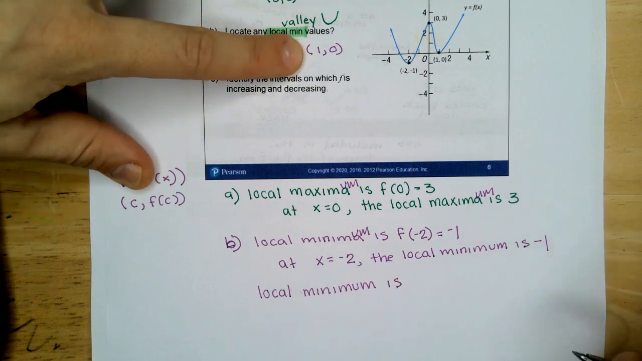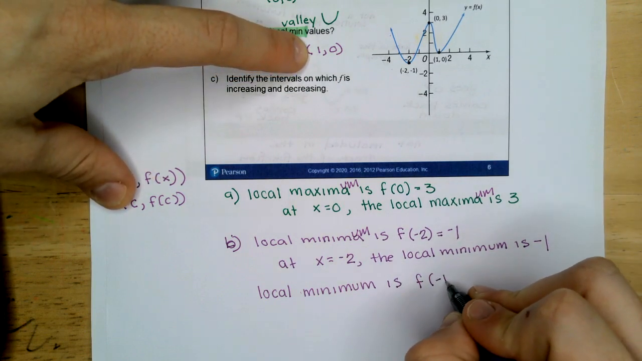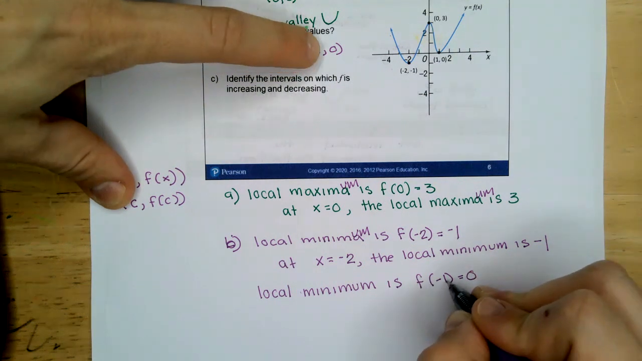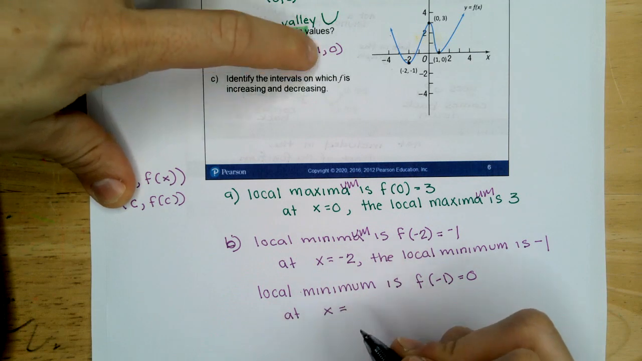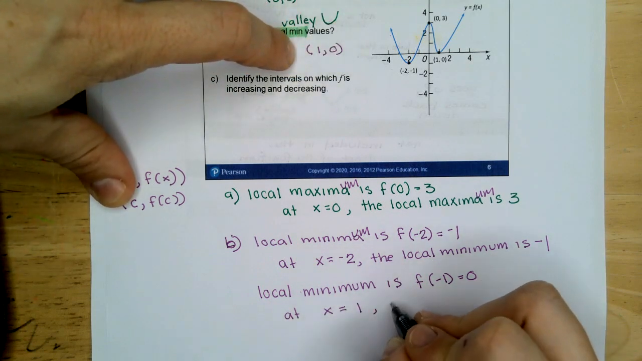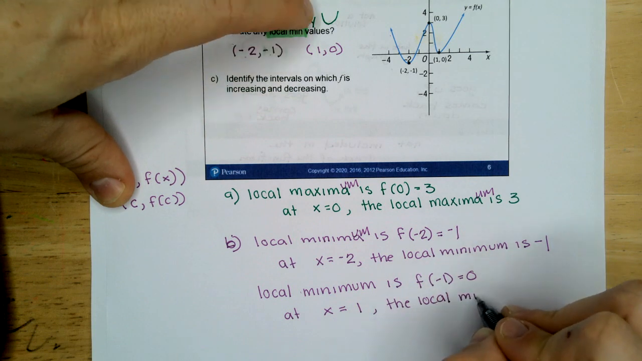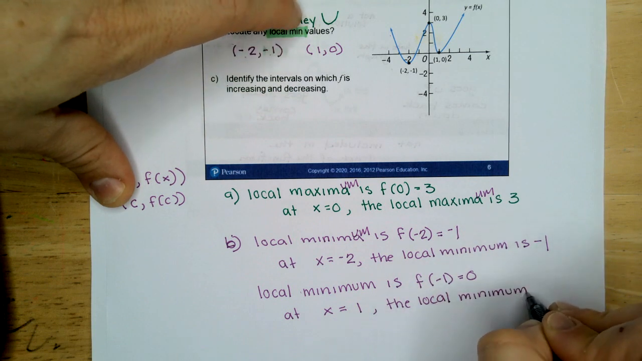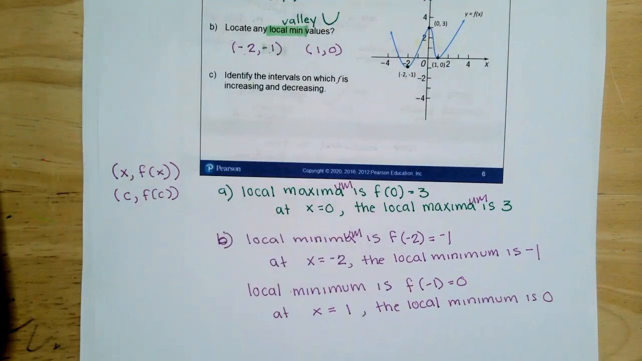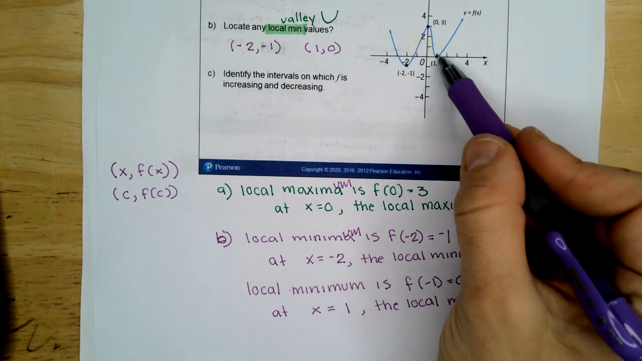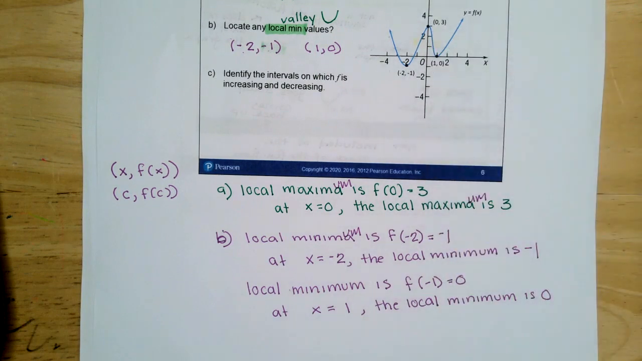I want you to try to do it, okay? Pause the video and try to do it. f of 1 is 0. f of x is equal to y, okay? At x equals, which one's x? The x is 1. The local minimum is 0. How low is it? It's at this point, but it went down to 0, okay?